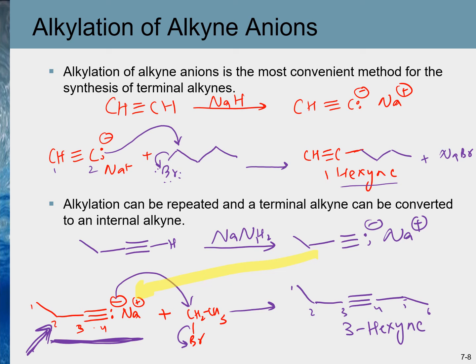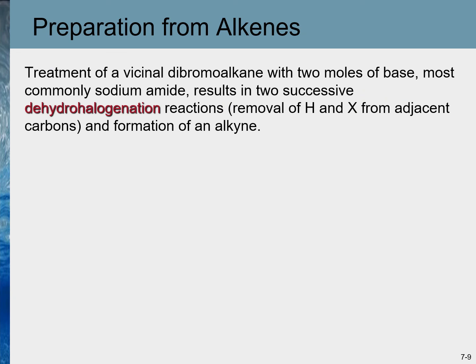So now we can see here that alkylation of alkyne anion is one of the most important methods which can be used to synthesize various alkynes. Another method to prepare alkynes is the treatment of vicinal dibromoalkanes with 2 moles of a base, most commonly sodium amide. Now, vicinal dibromoalkanes are those alkanes in which a bromo group is present at the adjacent carbon atom. For example, this is an example of vicinal dibromobutane. So as long as 2 bromo groups are present on adjacent carbons, the molecule will be known as a vicinal dibromoalkane.